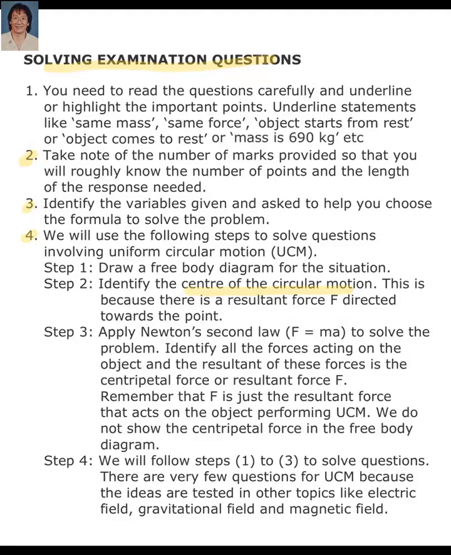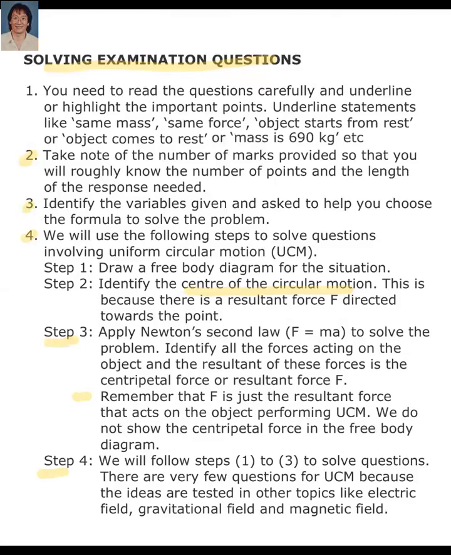In step three, we apply Newton's second law, F equals ma, to solve the problem. Identify all the forces acting on the object, and the resultant of these forces acting towards the center is the centripetal force or the resultant force F. Remember that F is just the resultant force that acts on the object performing uniform circular motion. We do not show the centripetal force in the free body diagram. In step 4, we will follow steps 1 to 3 to solve questions.